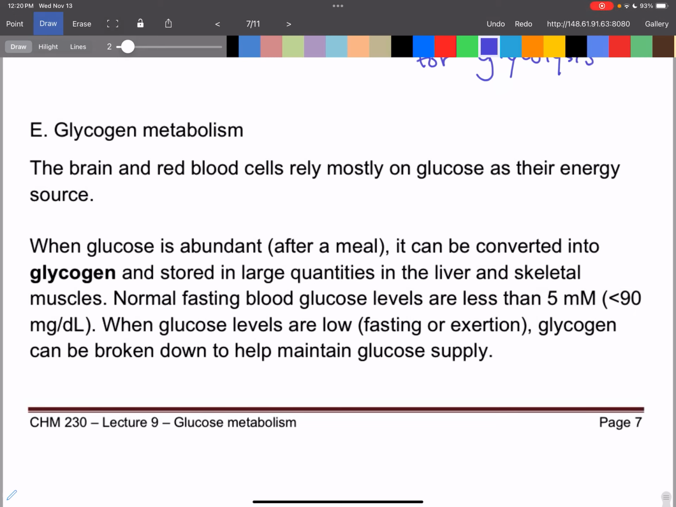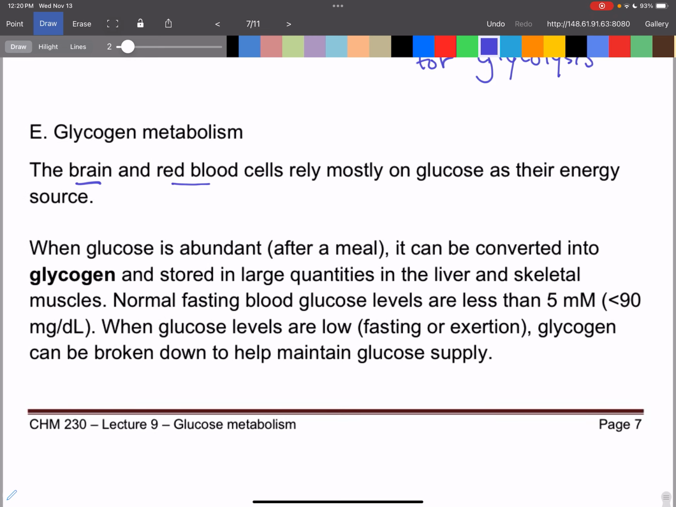So we're going to talk about glycogen now, which is a pretty important storage form of glucose. Our brain and our red blood cells rely mostly on glucose, and we'll see later in our lectures how maybe the brain can rely on something else. But glucose is the key here. That's the preferred energy source for the brain, for red blood cells, and also for our muscles.